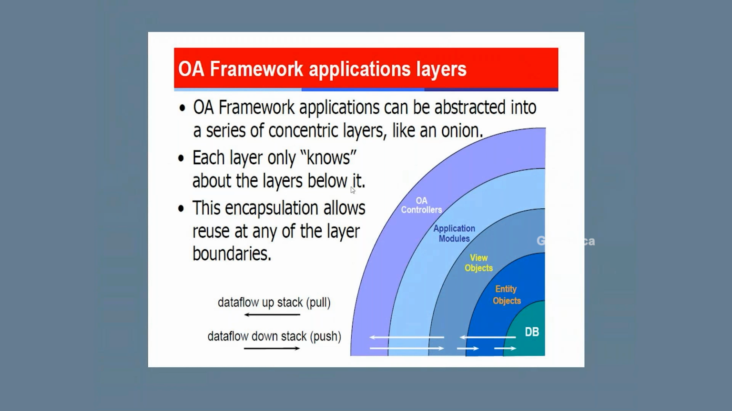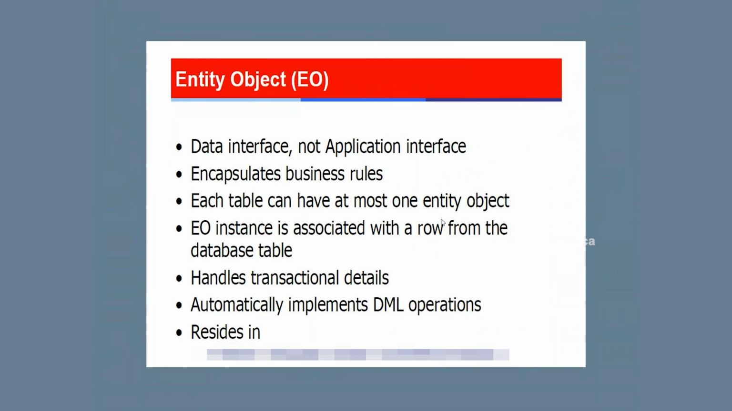Even if you want to contact the application module from the OA controller, we write some code so that it will be initialized, and then within the application module, we can write any code or call the view objects directly. In the coding part, even the UI part, the attaching and all, we'll learn. But this is the flow.